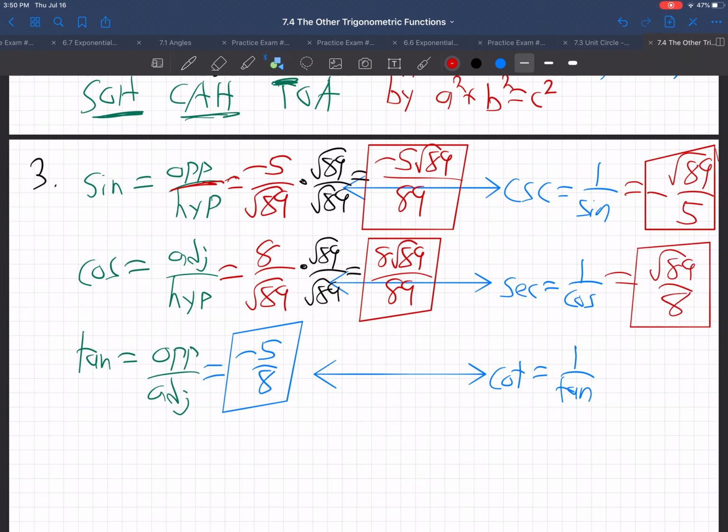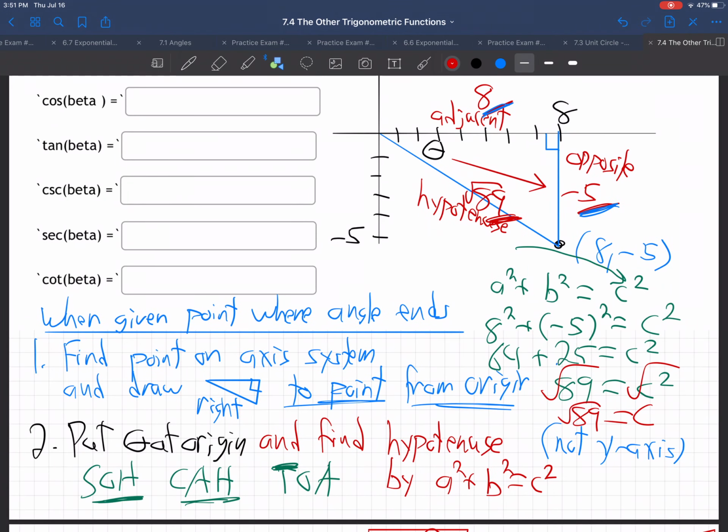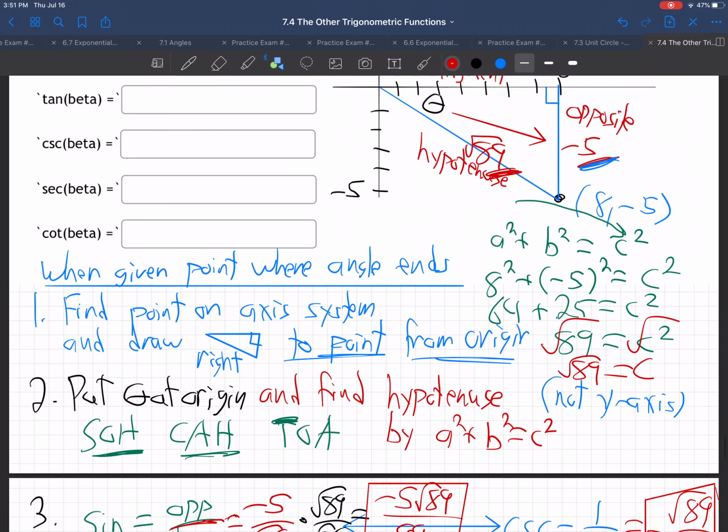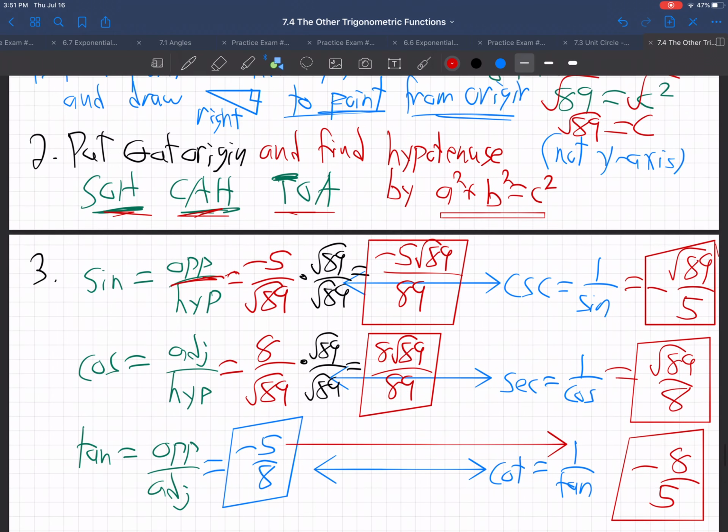There we go. And the last one, just flip this guy, and you're going to get minus 8 over 5. And there we go. That's how we get all the answers for that. So we just had to draw that triangle where it was at, over 8, down 5, and then do the Pythagorean theorem to find the hypotenuse, and then use the definition of SOHCAHTOA to find all the trig functions.